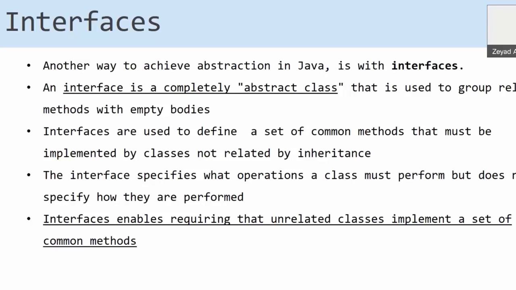Abstraction, ya banat. The classes we worked with, were they related in inheritance? They were similar to each other, right? But in interfaces, no. They don't have to be related in an inheritance.